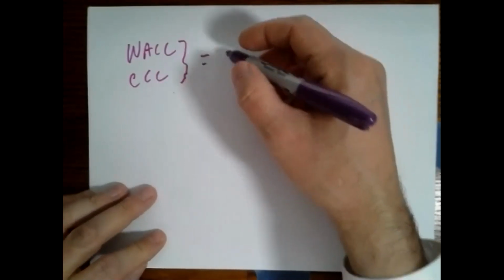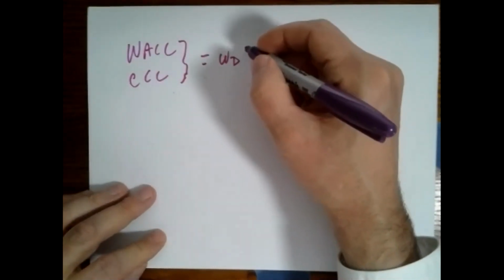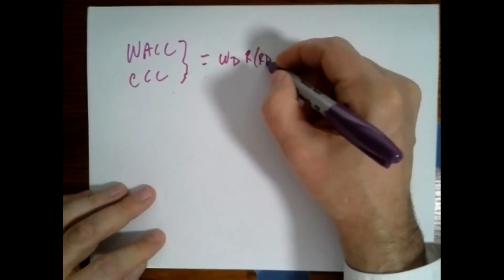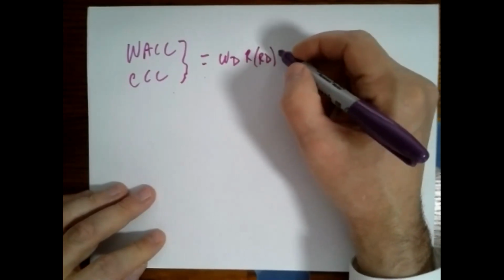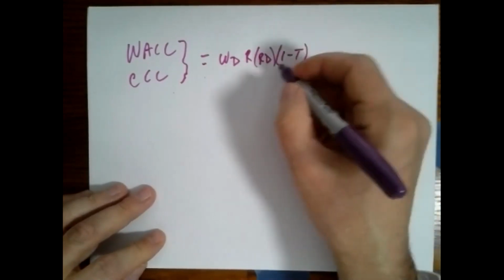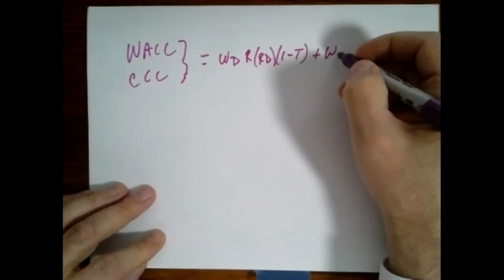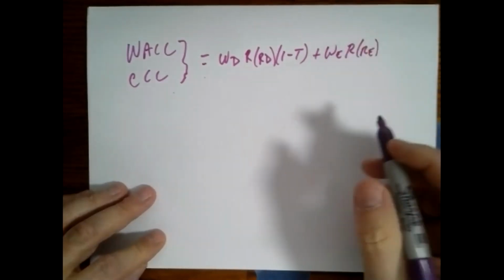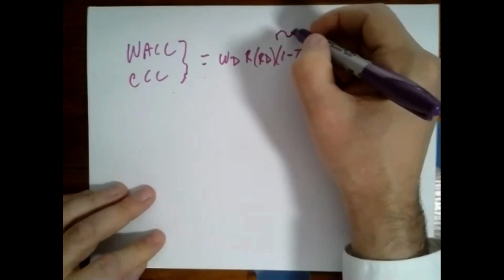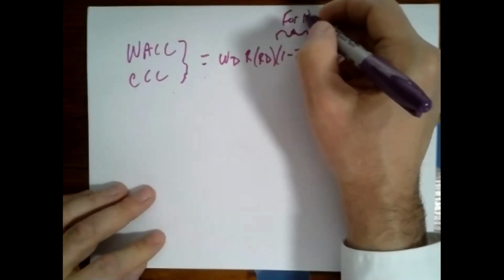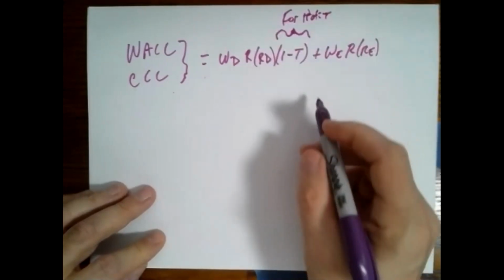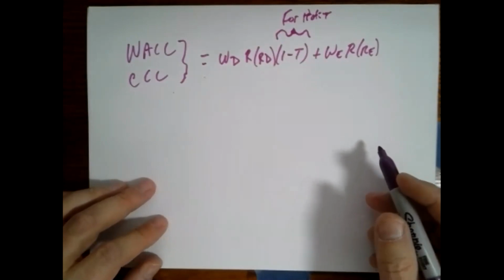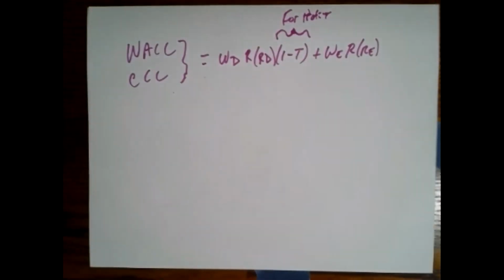So weighted average cost of capital, remember the formula is the weight of the debt times the required rate of return on the debt, times 1 minus the tax rate, if this is for-profit, plus the weight of the equity times the required rate of return on the equity. This is true for-profit. You drop this term, the 1 minus T, if you're doing a not-for-profit entity. Okay, so I wanted to make that point.